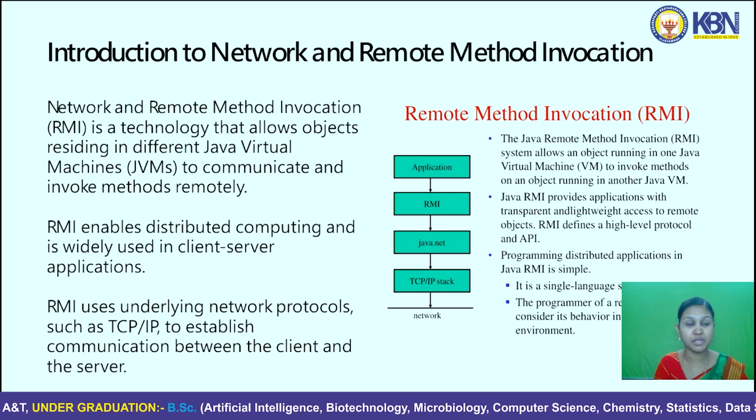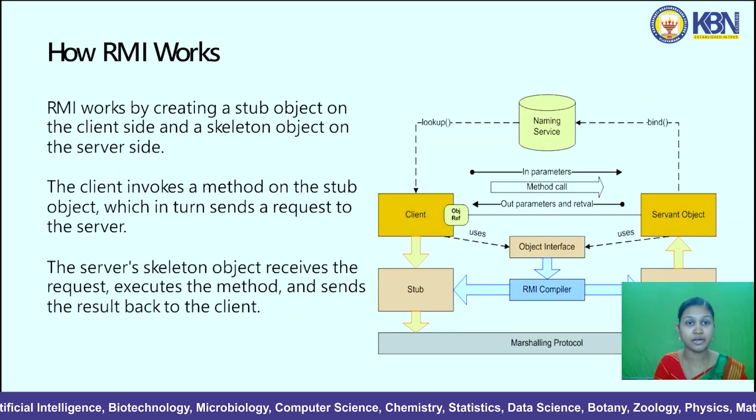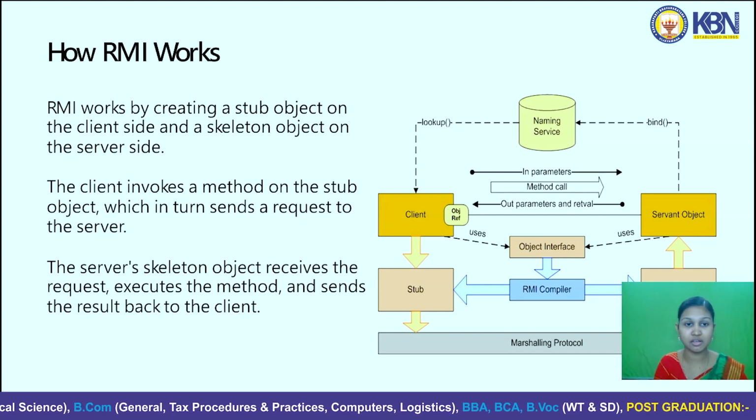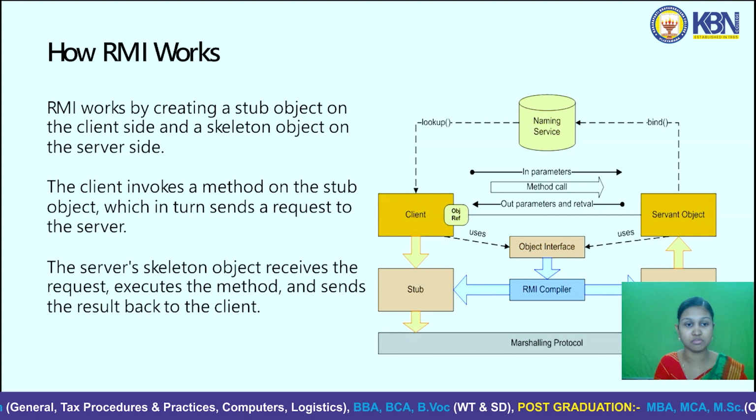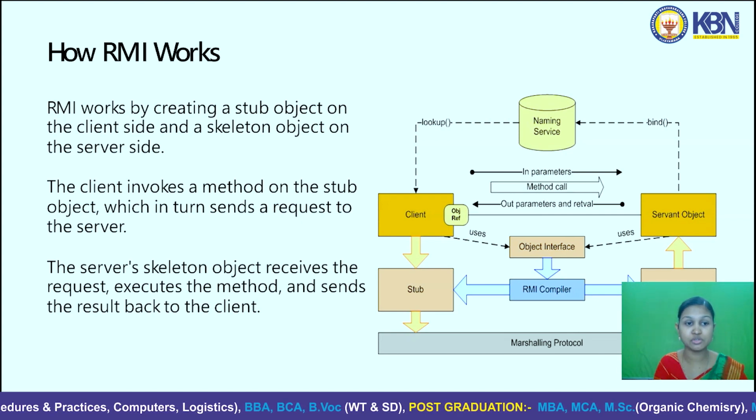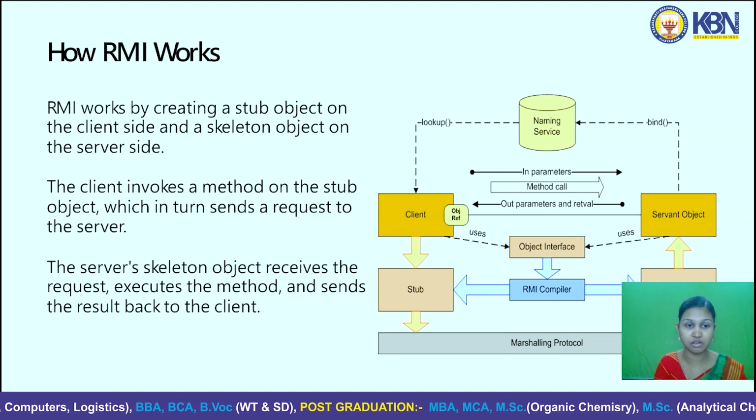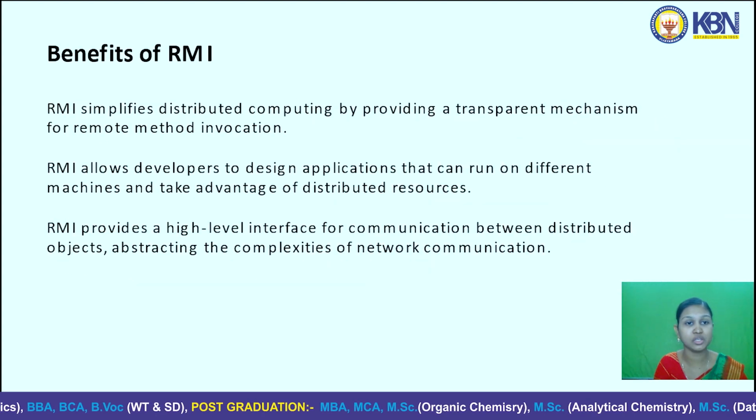In a client-server application, TCP protocols are used. The working of RMI is that the client invokes the method through a stub. The client sends a request to the server, and the server receives the request and executes the method. Finally, the output is returned back to the client.